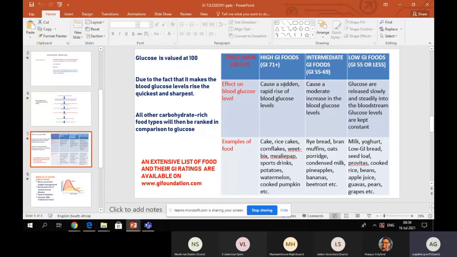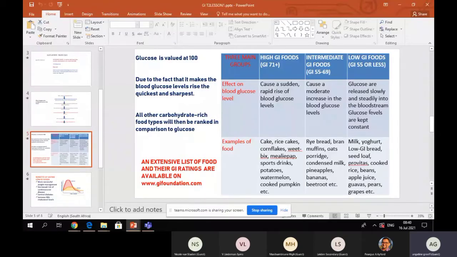Okay, sudden, rapid, so it's going to be broken down quite easily within a short period of time. That is basically what it's saying. And then the intermediate GI foods cause a moderate increase in the blood glucose levels. So it is the rye bread, your bran muffins, oats, condensed milk, pineapples, etc. If we compare it to the high GI foods, it won't be broken down as quickly, okay? So they will cause a moderate increase in the blood glucose levels.